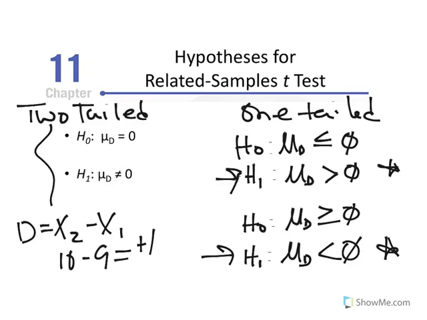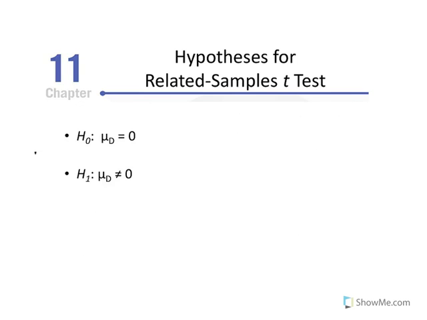Let's say, for example, you're testing a new blood pressure medicine, and you would expect that the blood pressure medicine is going to reduce blood pressure. So again, the average difference anticipated would be something less than 0, because we expect it to be effective and decrease the scores.